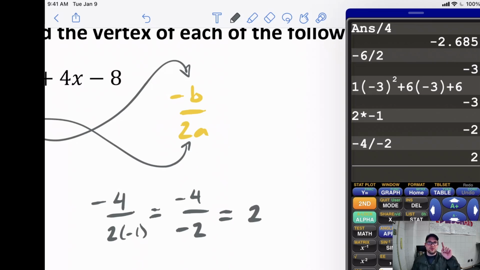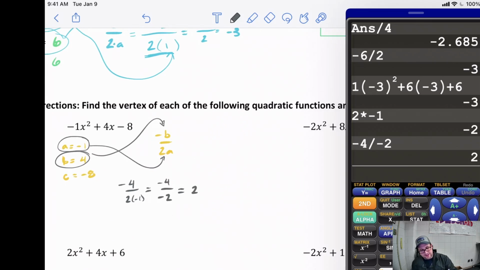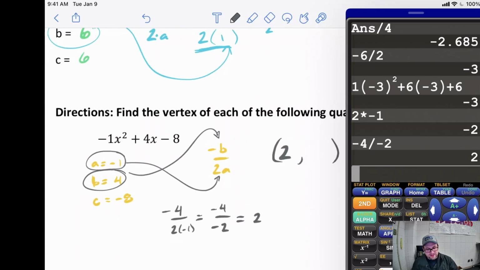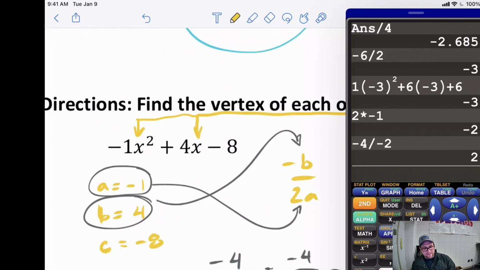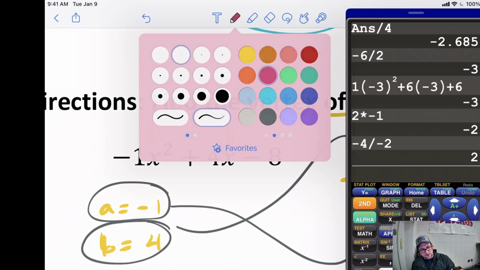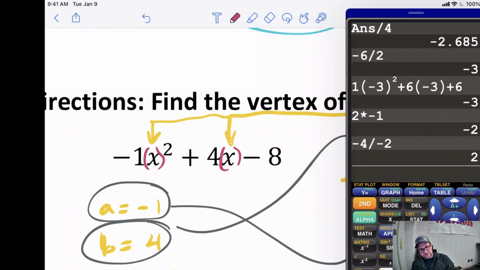Congratulations, ladies and gentlemen. You have found the first part of the vertex. So our vertex is going to be 2, comma, something. Now, what we want to do is take what we just found, use that information. We want to take that 2, we want to plug it in where that x is and where that x is. Now remember, when we do this, we got to be very careful and use our parentheses.